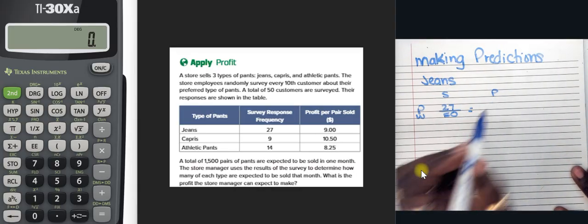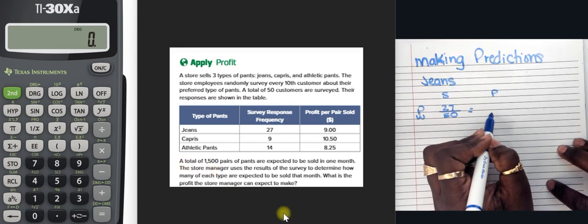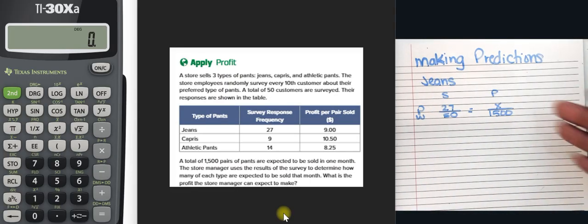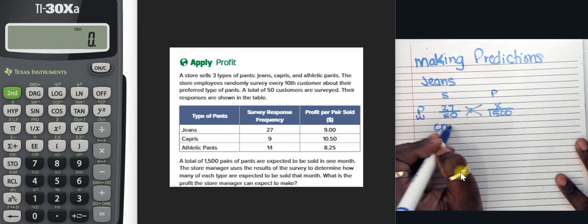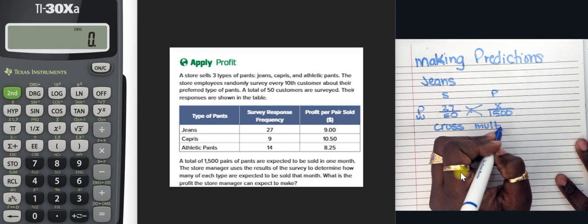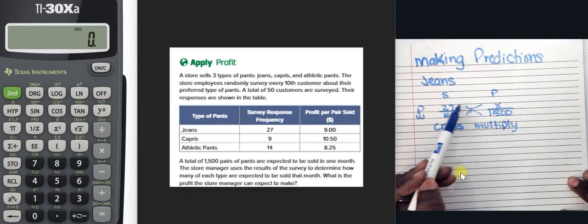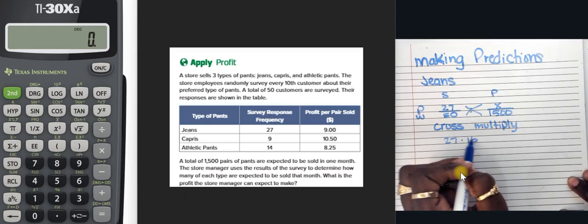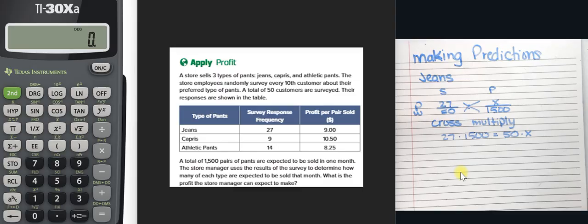And then that is going to be equal to our population, which is going to be all of the pants that are expected to be sold. So that's going to be 1,500. And we are trying to figure out how many of them are going to be jeans. So in this one, what I'm going to do is use the cross multiply method. So I'll put cross multiply. All right, and under the cross multiply method, what we're going to do is set the opposite sides equal to each other. So we're saying 27 times 1,500 is going to be equal to 50 times x. So that's what it looks like.